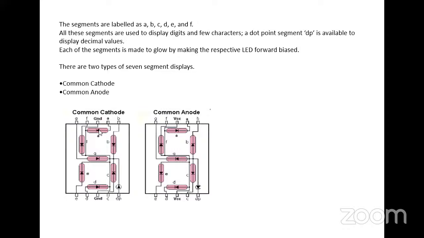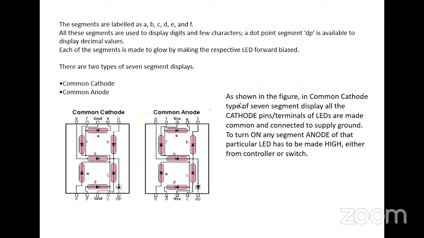Just observe the top and right side. We will take the values A, B, C, D. Here, in the right direction, we will take the values E, F, G. Last one is the dot point. In common anode, we also take this direction. As shown in the figure, this is the common cathode type of 7 segment display.